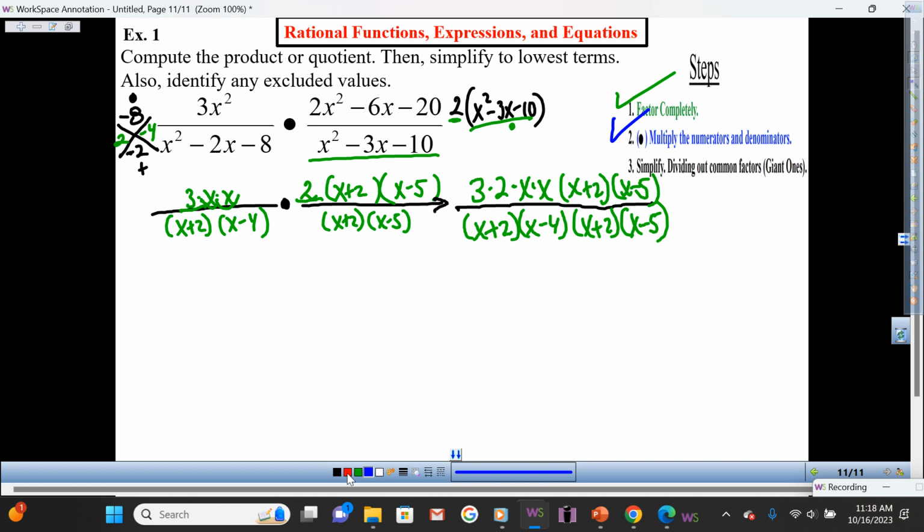Last step, giant ones. Do we have any giant ones, everyone? Yeah, right here and there. And that leaves me with, what is 3 times 2 times x times x? 6x squared. Next, what is our denominator? x plus 2, x minus 4.